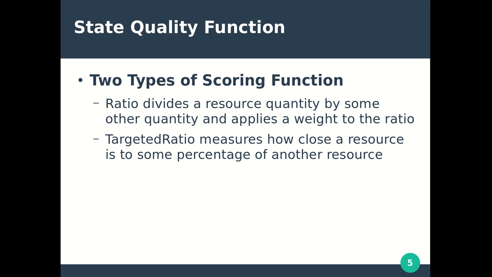And then targeted ratio is a little different, because it's saying this is what the ideal ratio between these two items is. So, for example, if I wanted there to be 1 unit of water for every 10 in the population, I would set that ratio to be 0.1. And so what it will do is take the population, multiply it by 0.1, and say this is the ideal value for water to be. And anything above that or anything below that negatively impacts the score. So it's trying to focus on a particular value.